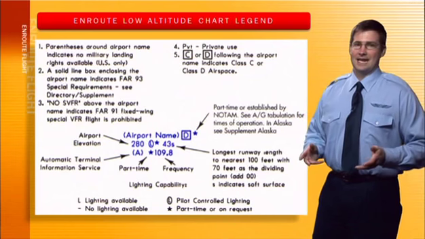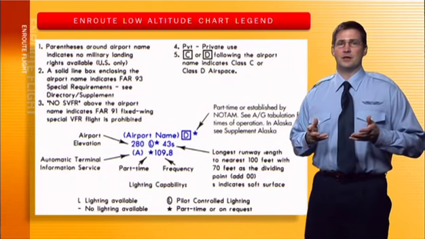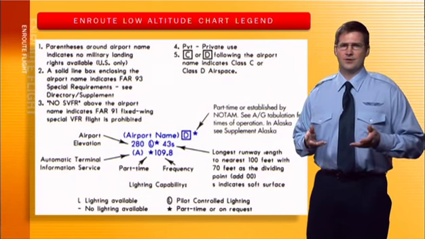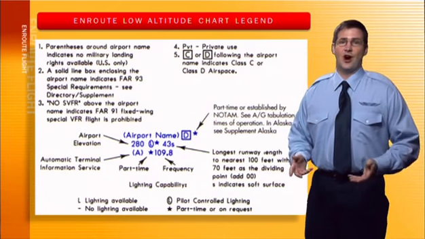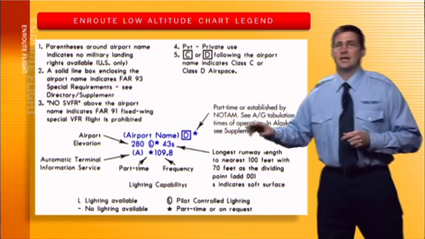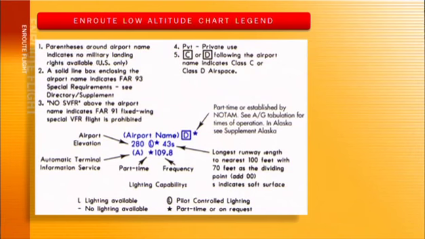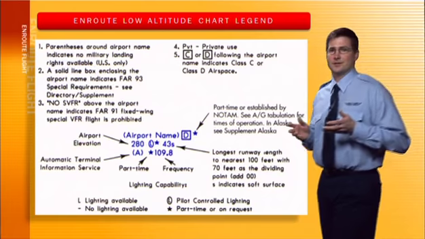On the third line, an A indicates the availability of automatic terminal information service, and if it is followed by a star, then the star indicates that the service is only part-time. Last is the frequency for contacting the automatic information system.